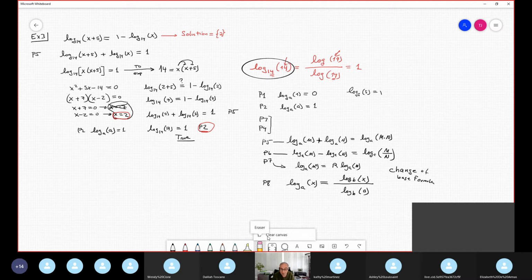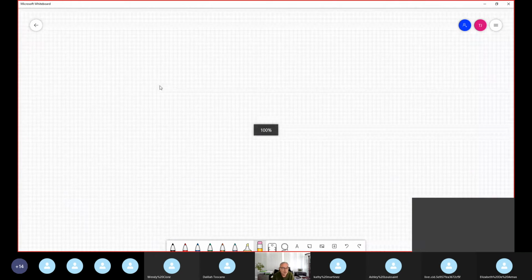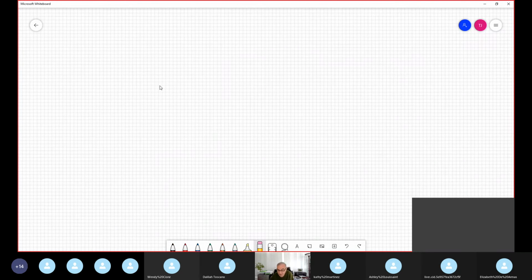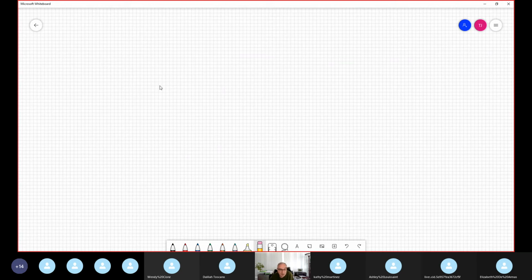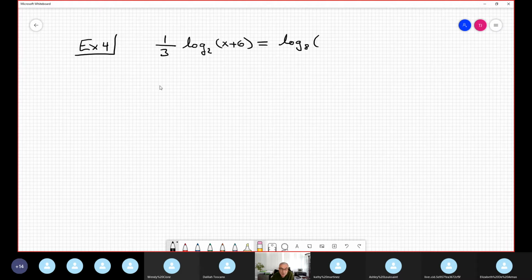Example 4 is a little bit complicated. Example 4 is: suppose 1/3 logarithm base 2 of x plus 6 equals logarithm base 8 of 3x.